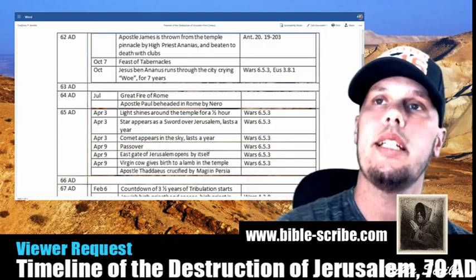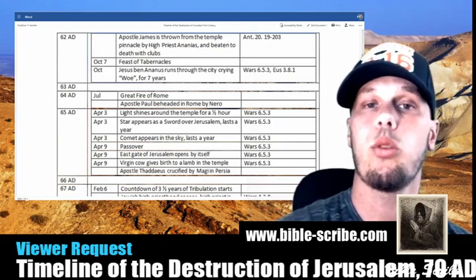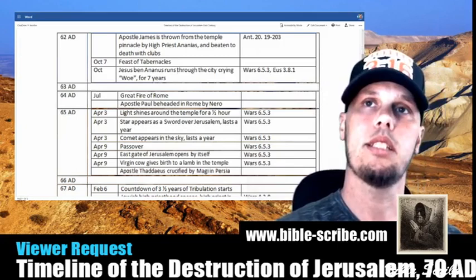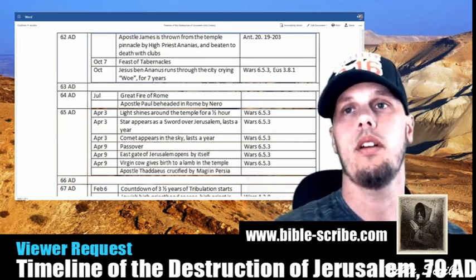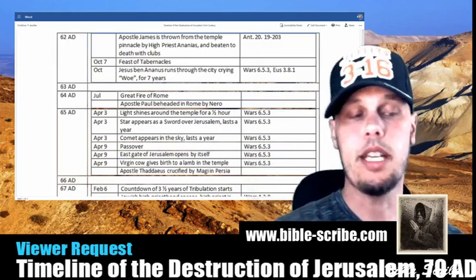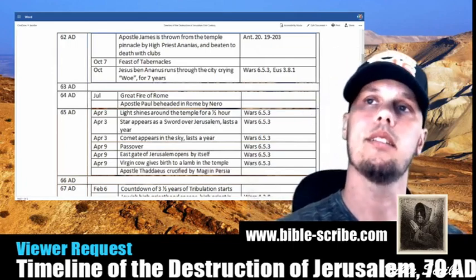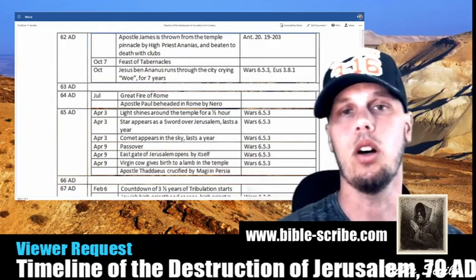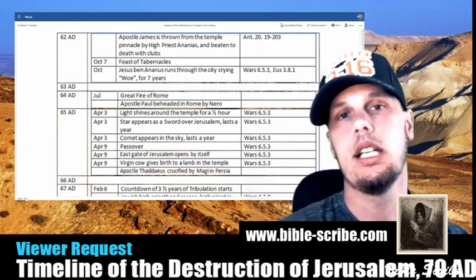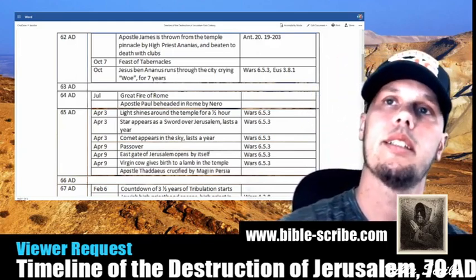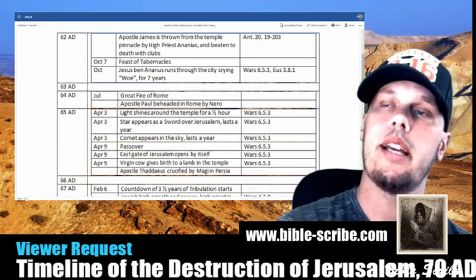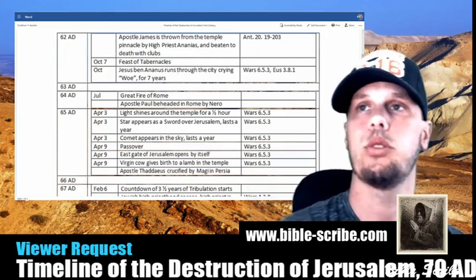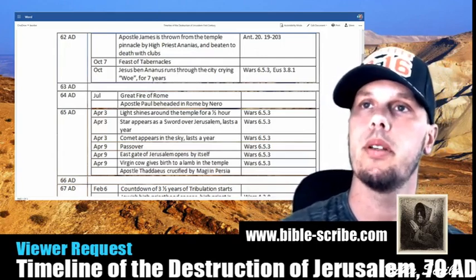In 64 AD, in July, was the Great Fire of Rome, when Rome burnt. If you remember, during this whole time, 62 AD and forward, Nero is the Caesar. And it's during this Great Fire of Rome that he blames the Christians and the Jews for that fire, mainly the Christians. That's what's going on here in 64 AD. Also in that year, the Apostle Paul was beheaded by Nero in Rome, at least that's the traditional view of what happened.